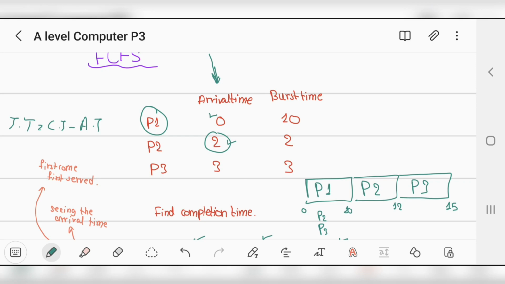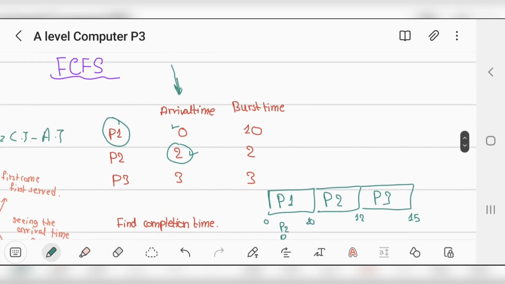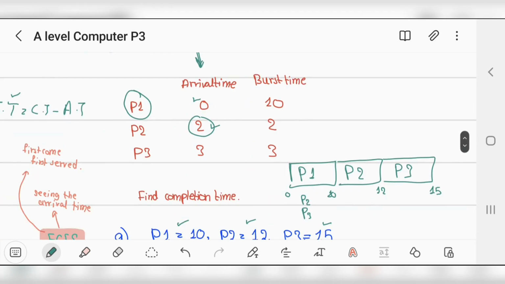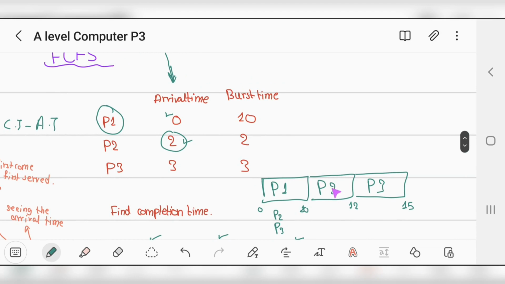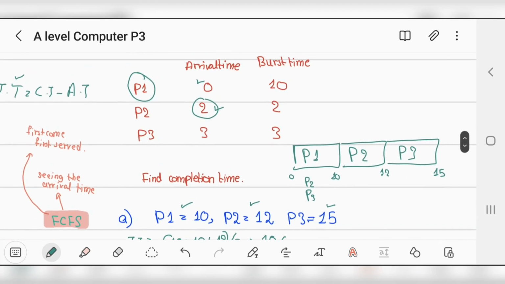After doing so, let's suppose I want to calculate the turnaround time. The completion time for P1 is 10, because it took 10 seconds to complete its execution. Its arrival time we'll discuss later. The completion time for P2 is 12 seconds, and for P3 is 15 seconds. After knowing the completion time for each process, I know the respective arrival time from the given table.